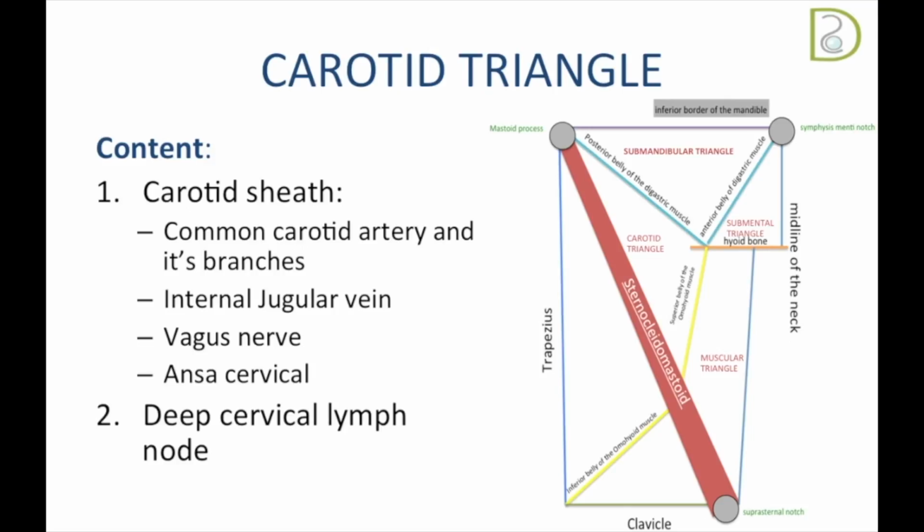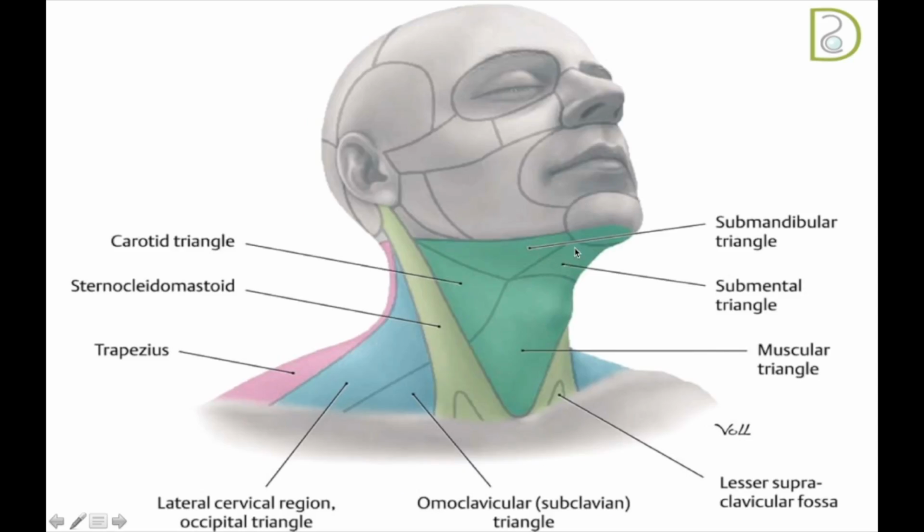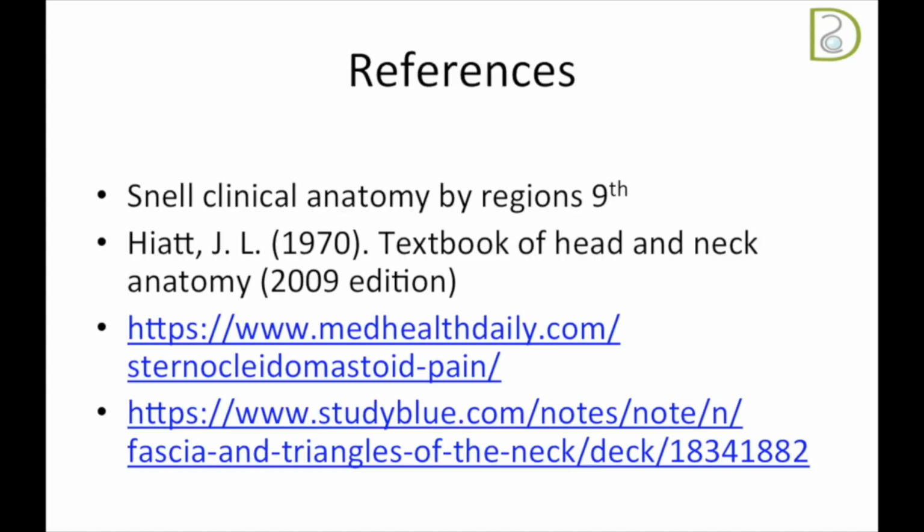By this we finish the triangles of the neck. We explained the posterior triangle and anterior triangle, and also discussed the subdivisions of each triangle and their contents. Last thing to mention regarding the triangles: we have 2, 1 for each side of the neck, right and left, except for the submental, which is a single triangle. If you can see here in the figure, it is 1 in the middle, and this is my references.